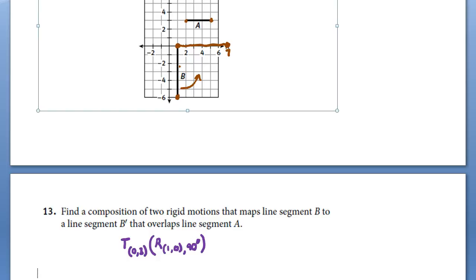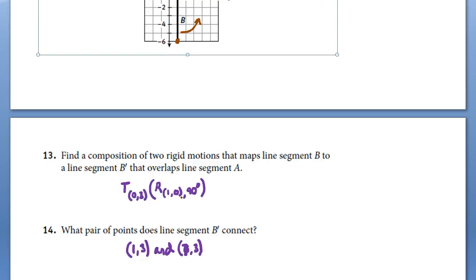Can you visualize that black segment turning a quarter turn counterclockwise and ending up here? Then do this translation, up 3. So this thing is going to move up, slide up 3 spots, and it would land here. It overlaps figure A. Can you see that? And that is called B prime, this one here in brown ink, overlapping figure A.